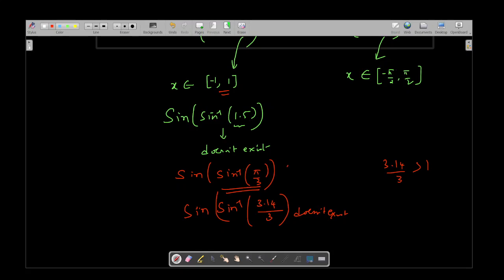But if I have the same problem in this way, that is sine inverse of sine pi by 3, then I can easily cancel these two and write the answer pi by 3, because we know the value of sine pi by 3, which is sine 60, which is root 3 by 2.